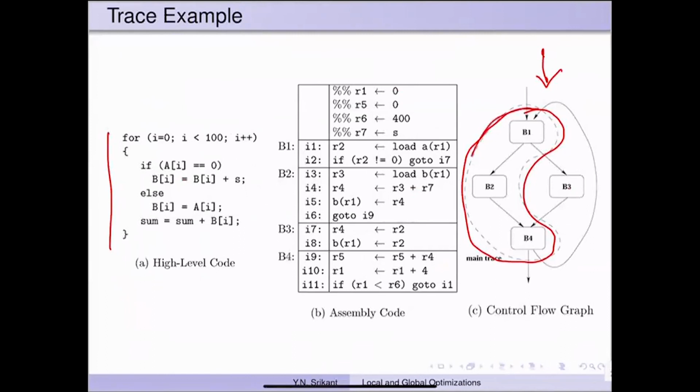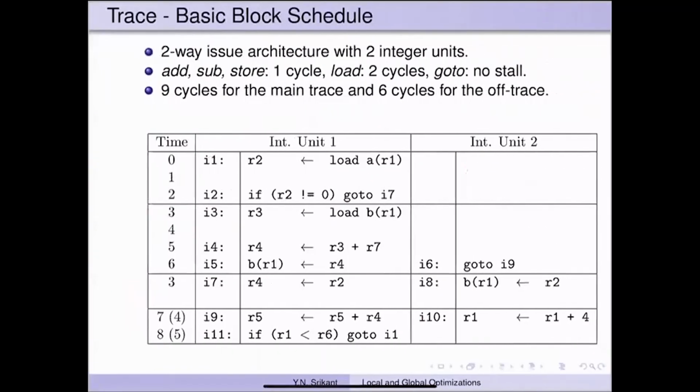And now we know that this part of the program executes very frequently. So we call it a trace. So this is the simple assembly code which is produced by the compiler without any trace scheduling. Suppose we don't have any traces. Now trying to use the two CPU function units will give us a sequence of machine instructions in this form. So 9 cycles are required for the main trace and 6 cycles will be required for the off trace.